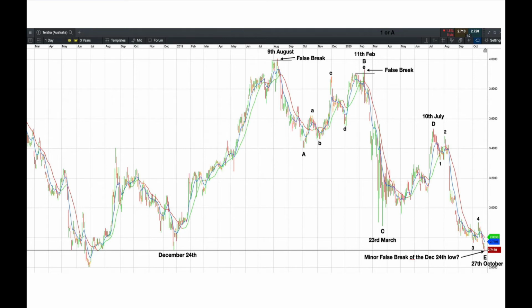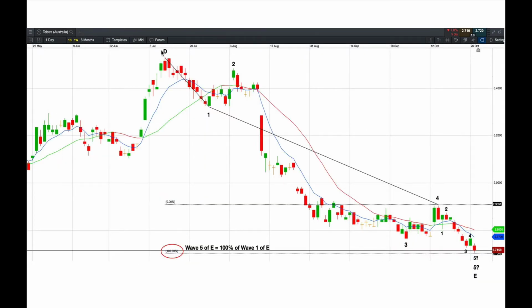So let's go to the shorter term chart now. There's the wave D high. Here's our wave E low. And this is the last leg down. So we came down there, had an ABC correction. Then we had this panic sell-off again, wave 3 of E. You got a gap there and a gap there. That's what wave 3s do. They gap in the direction of the trend.